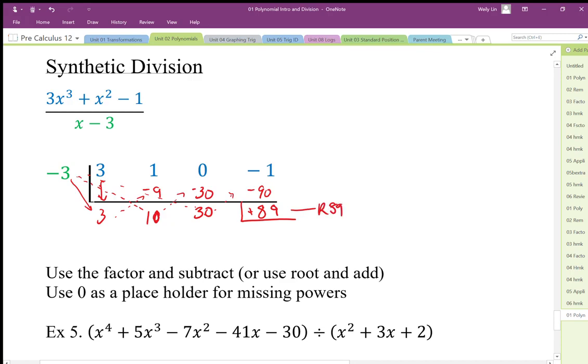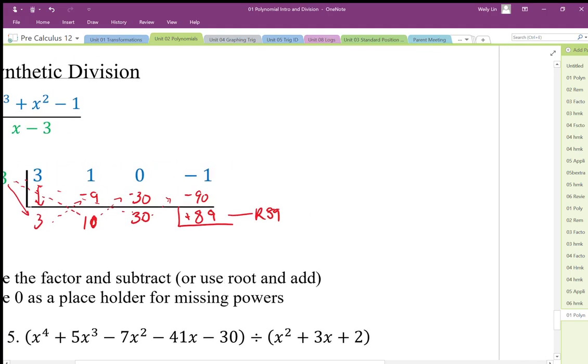Okay, now I can show you how this works in long division as well, so you can see exactly what's happening in the long division. Okay, it's exactly the same thing. It's just we're doing it without all the x's involved.